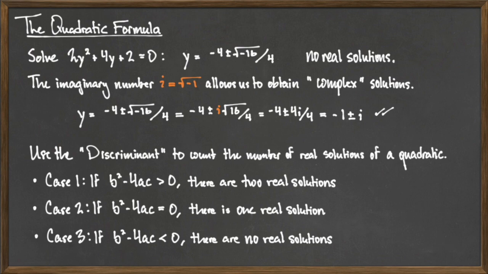So if you get a problem that asks how many real solutions a quadratic has but doesn't ask for the solutions themselves, you can take this shortcut. You simply compute the discriminant just to say I have 2, 1, or no real solutions based on whether your discriminant is positive, 0, or negative respectively.